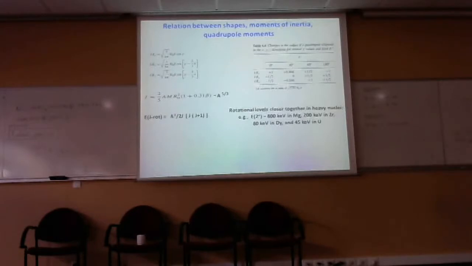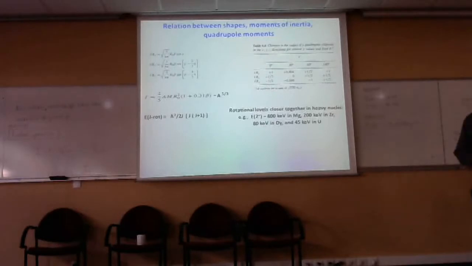In the rare earth region, the best deformed nuclei have 2 plus energies around 80 kilovolts. In the actinides, they're around 45 kilovolts. But a nucleus with a similar shape in magnesium is 800 kilovolts. So some of you yesterday looked at magnesium-32 and saw that the 2 plus state was at 800 kilovolts, and you said, oh, that's high, it can't be deformed. Got to be careful. The absolute value of the 2 plus energy is not mass invariant, and that comes directly from this moment of inertia.